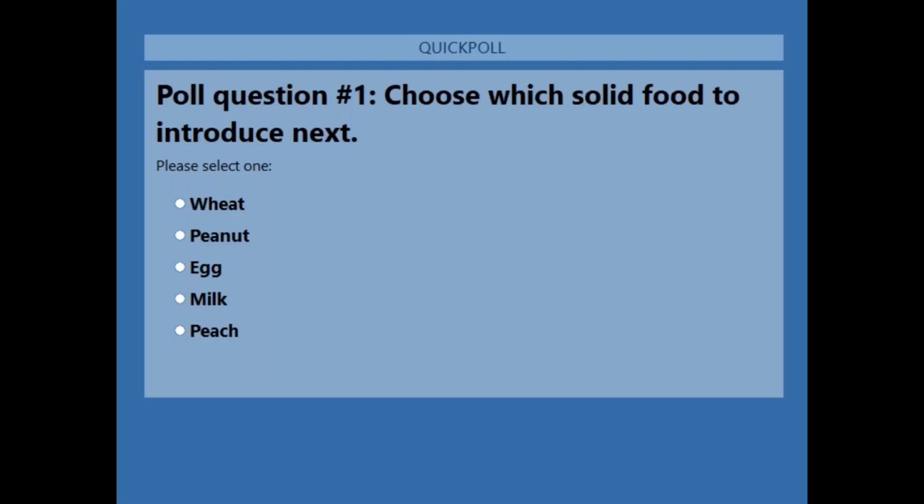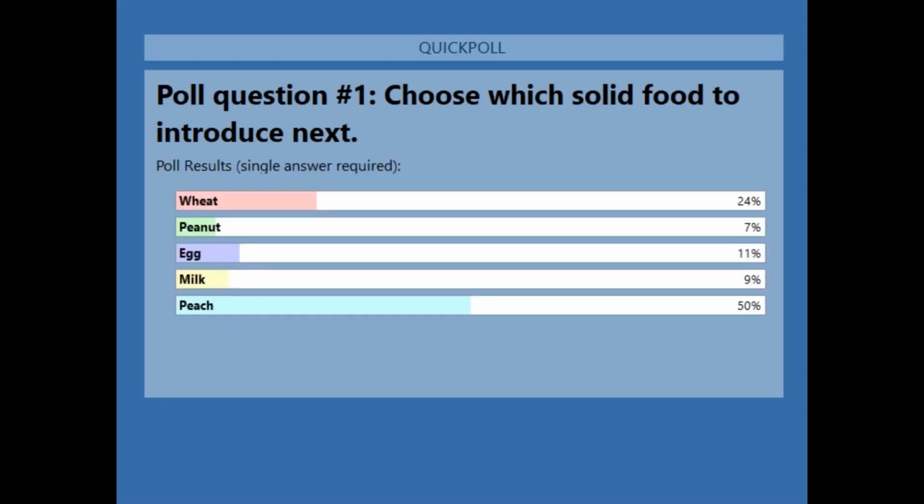So here's the time for our first question. All right, thank you, Dr. Nowak. So this poll question: in the case of Jack, let's choose which solid food to introduce next. Please indicate which solid food you think should be introduced next: wheat, peanut, egg, milk, or peach. When those results come up, I will share those with Dr. Nowak and we'll continue. A couple more seconds. All right, so 24% of the audience has said wheat, 7% peanut, 11% egg, 9% milk, and 50% peach.